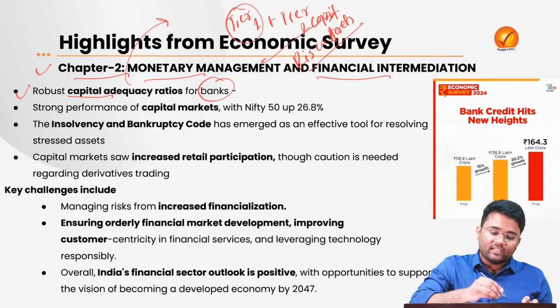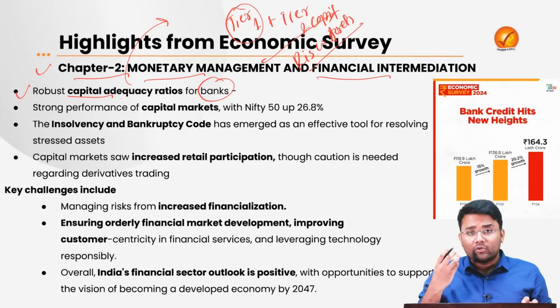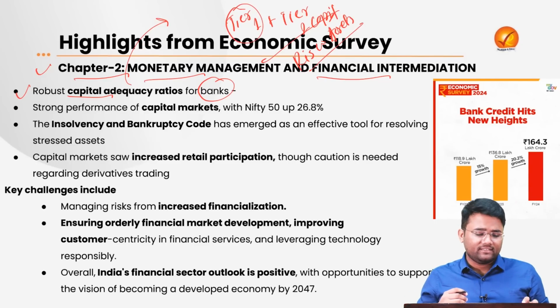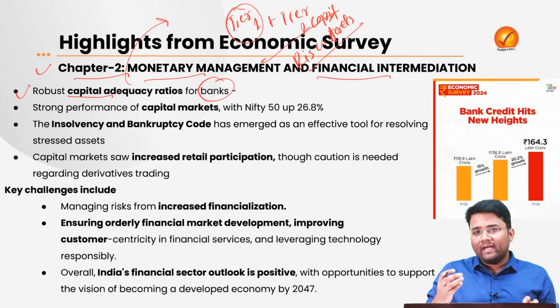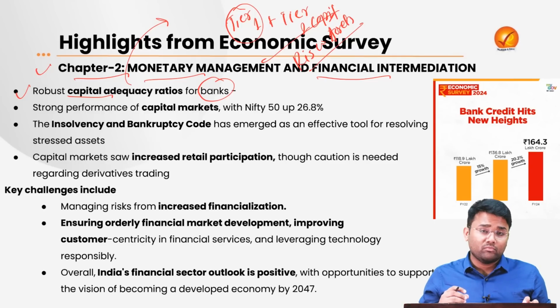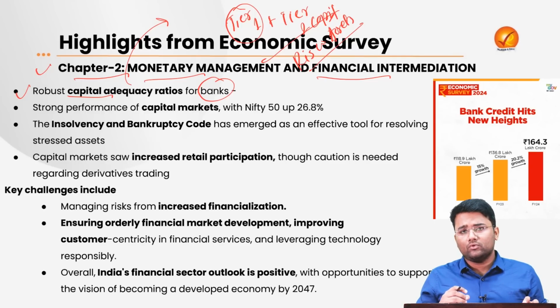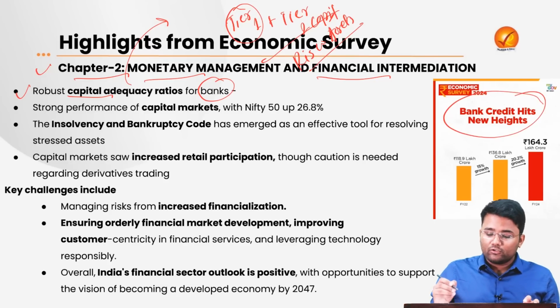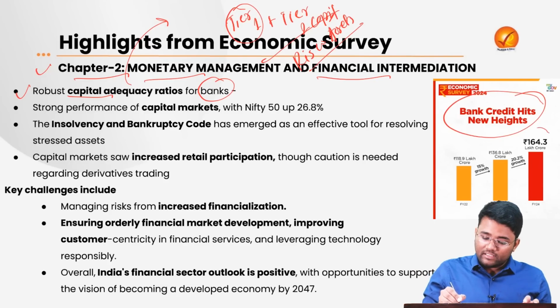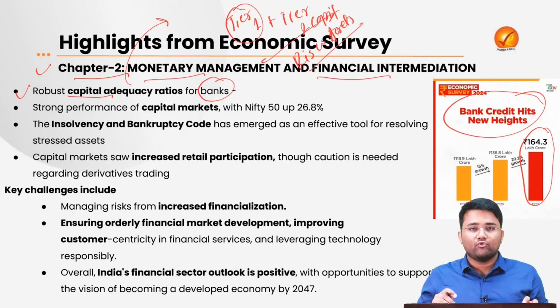Whatever the tier 1 capital have some of the robust securities like government securities, etc. So the survey emphasized that the banks have a very robust capital adequacy ratio. Banks have been in a good position. The banks' credit has also seen a recent high. It has increased to almost 164.3 lakh crore in the financial year 24.